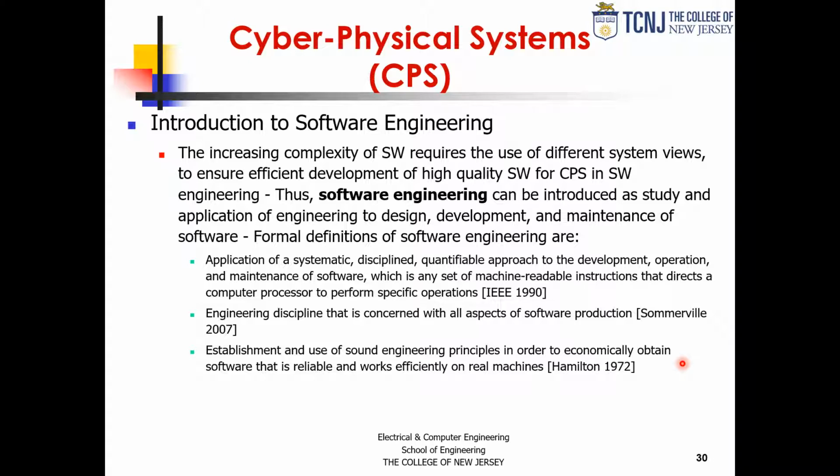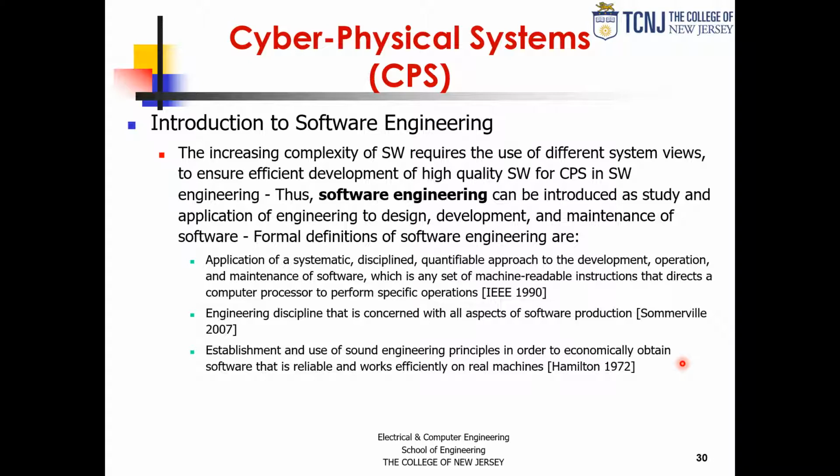That's what we're going to be discussing today. It is an IEEE standard that dates back to 1990 with a pretty recent revision in 2011, but here are a couple of definitions by a couple of people as far back as 1972. Software engineering is the application of a systematic, disciplined, quantifiable approach to the development, operation, and maintenance of software, which is any set of machine-readable instructions that directs a computer processor to perform specific operations.